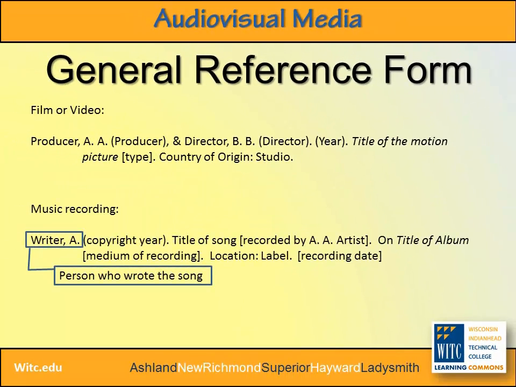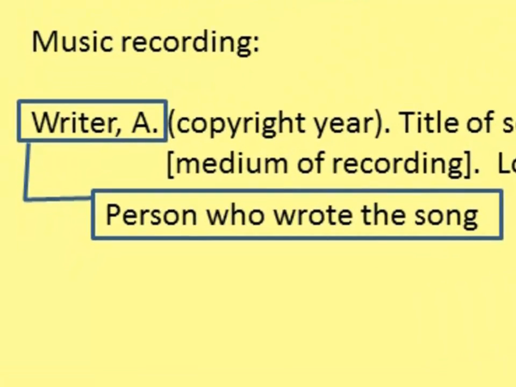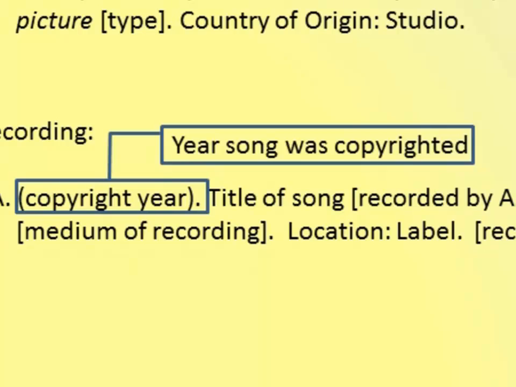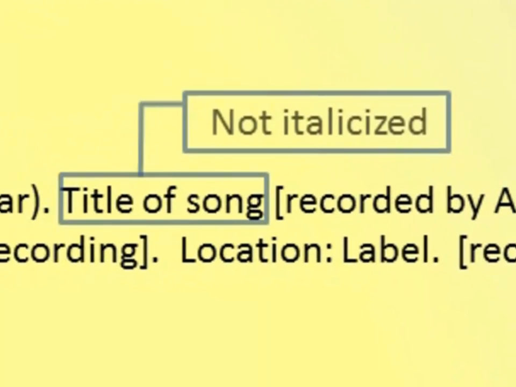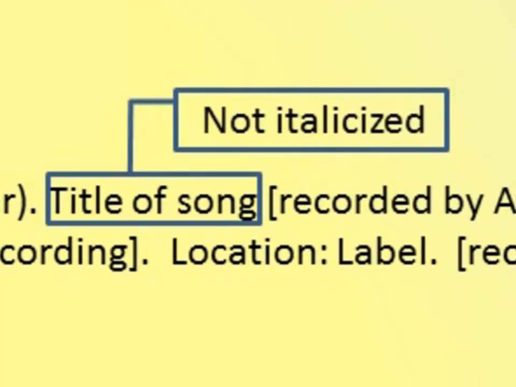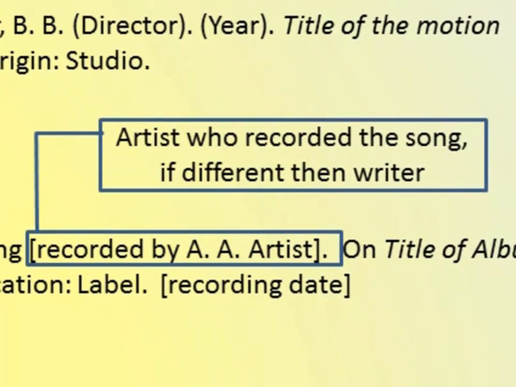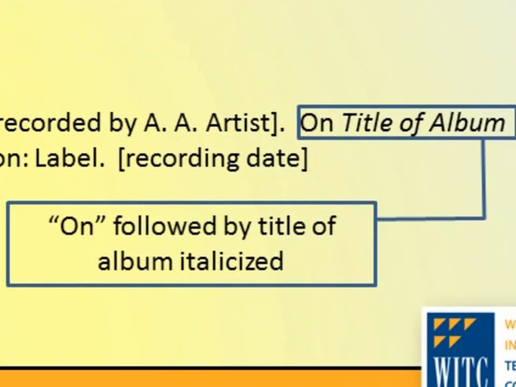For a music recording, it's similar, a little different. You need to start off with the writer, the person who actually wrote the song. You need to have the copyright year, the title of the song, not italicized. And then if the writer of the song and the person performing it are different, here you need to have recorded by and then list the artist that actually recorded the song.